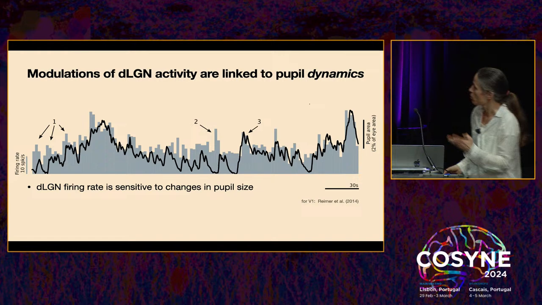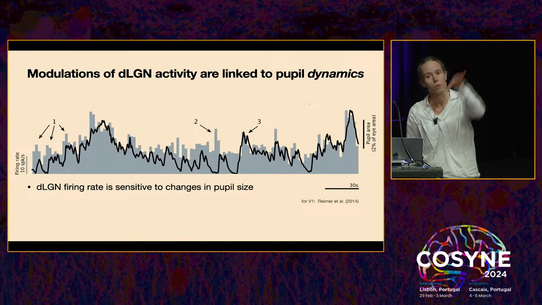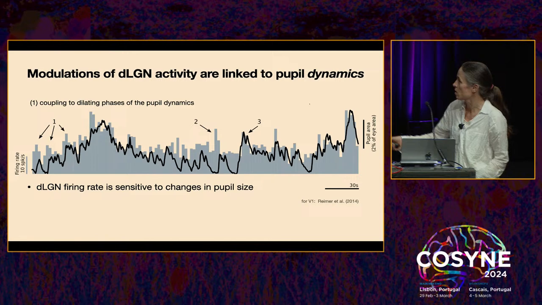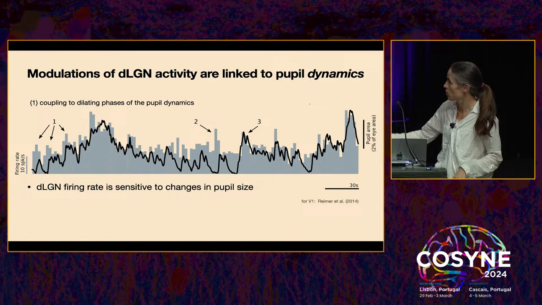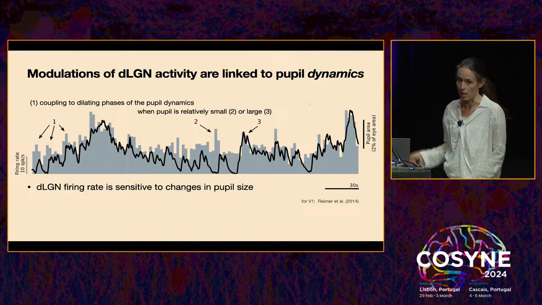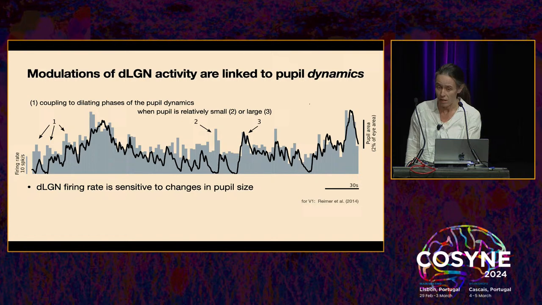All right, so let's turn back to this example neuron that I've shown in the beginning. What you can see in addition to this overall modulation by pupil size is that the firing rate seems also to be linked to pupil dynamics. So you can see that, for example, here in these periods marked with one, we have coupling of firing rate to the dilating phases of the pupil dynamics, and these increases in firing rate can happen when the pupil is overall relatively small or when it's relatively large. So in addition to overall size, LGN firing rate seems to be sensitive to changes in pupil size.